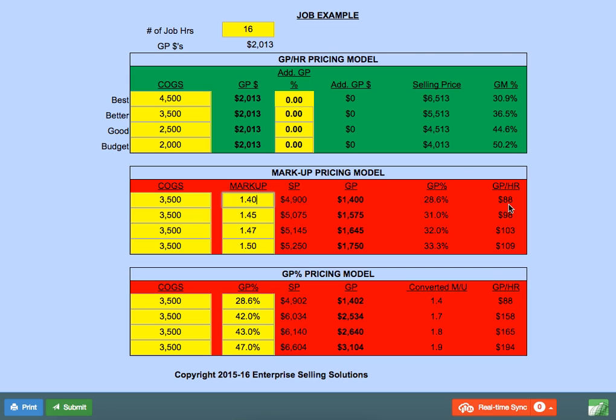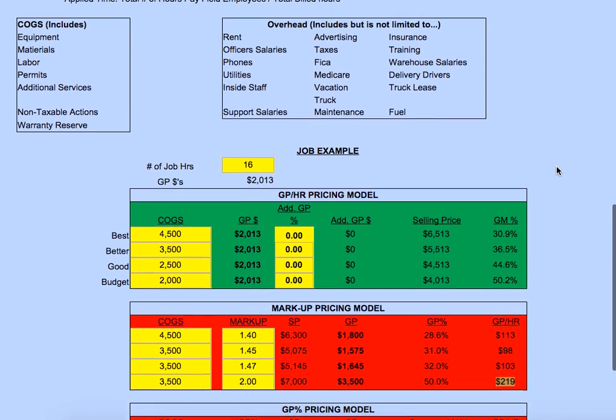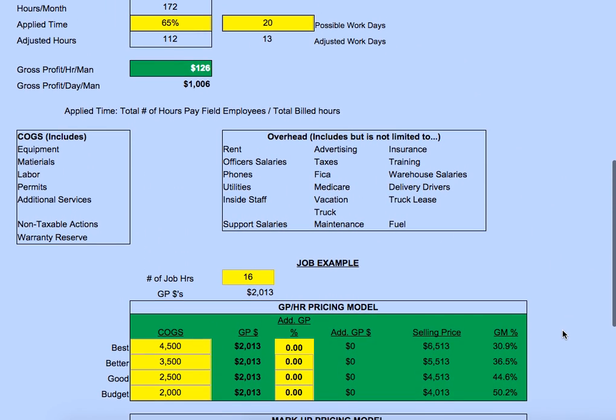Now you'll notice that if I take my hourly 16 hours and I divide that, I'm only making $88 an hour in that situation. So here's a situation where I should realize that if I'm going to use the markup model, you better be up closer to 2.0, which is 50%. Okay, so 3,500 times 2.0, selling price is 7,000. My gross profit is 50%, and now you'll see that we're closer to our gross profit per hour based on 2 men.